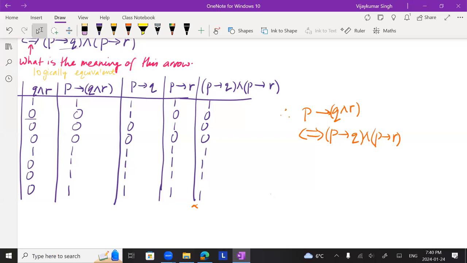So I'll try to prove the same statement using the algebraic method. It's actually pretty straightforward. Let's start with the left-hand side. The left-hand side is P implies (Q and R). Let's convert this using implication reduction. That's going to be negative P or (Q and R). And the reason is implication reduction.